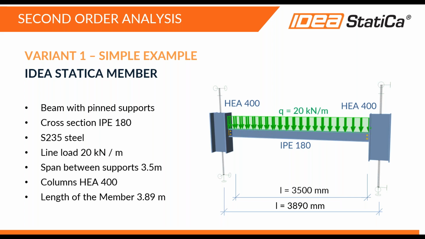So we have the same beam. Here we are modeling the real part of the structure. So what we have to add is actually the real support, which will be represented by HEA columns. And of course, the span of the beam is between the flanges of the columns. So the theoretical length, axis to axis, is different. It's not 3.5, but it's 3.89.